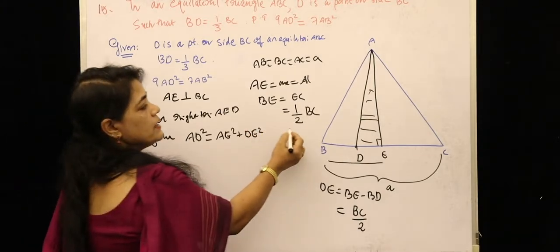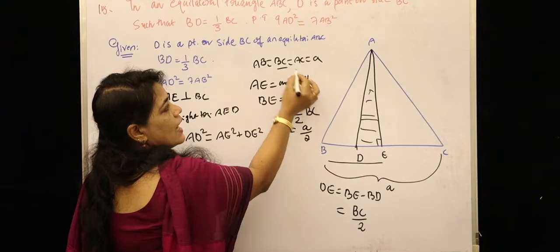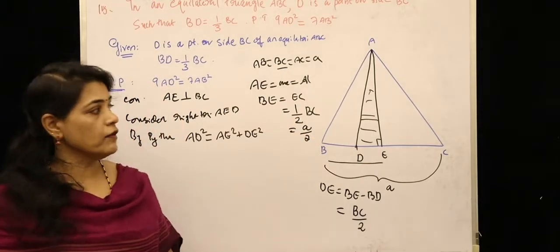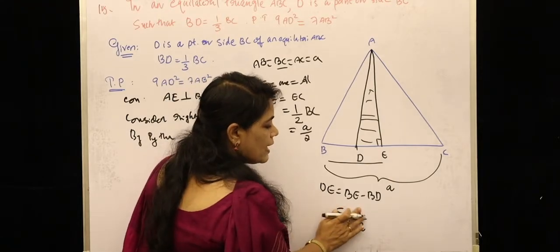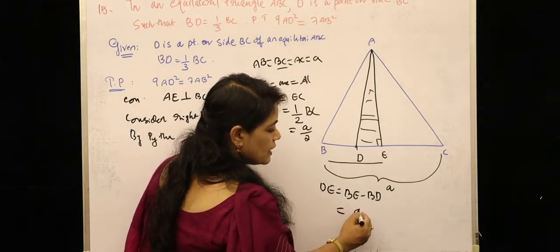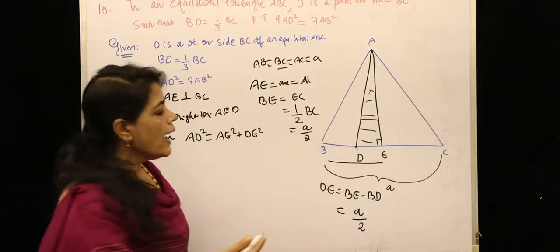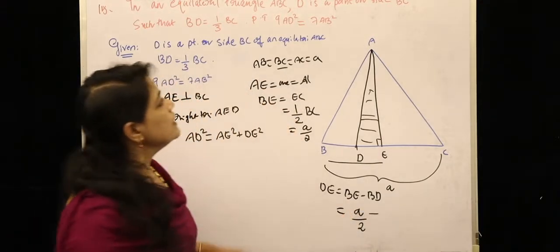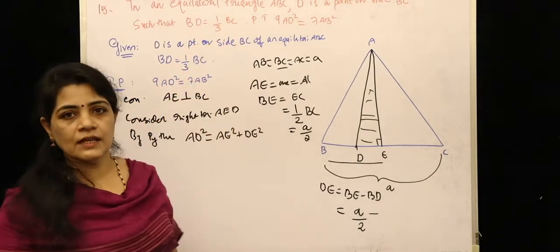And see children, BC, can you write this as A by 2? Since AC, AB, BC all are A, we have taken this side as A. So BE can be written as A by 2, half of BC. And what is BD? See children, BD is 1/3 of BC.